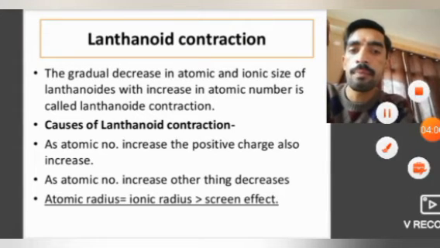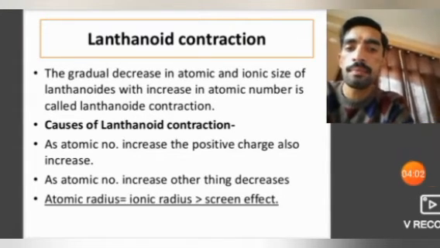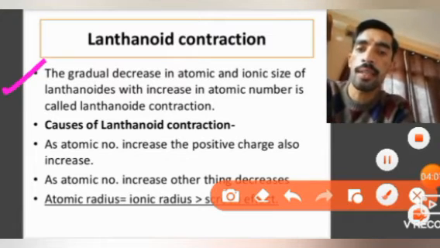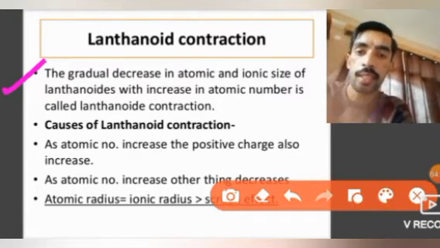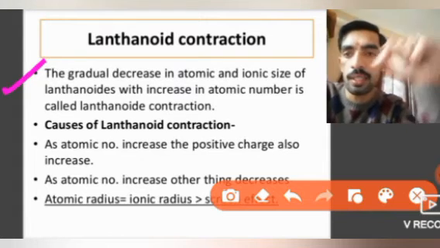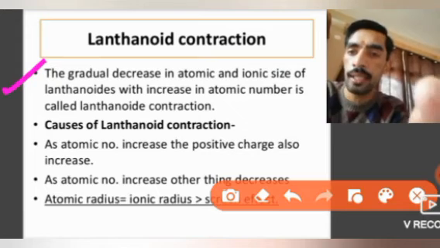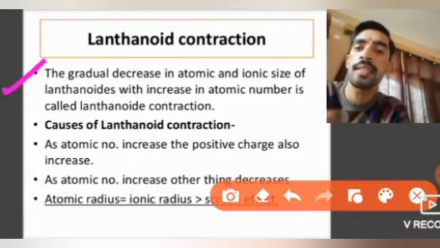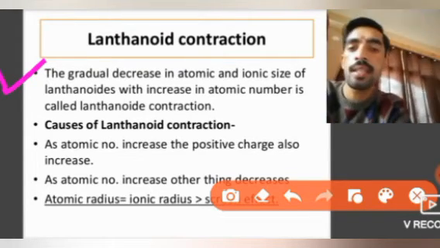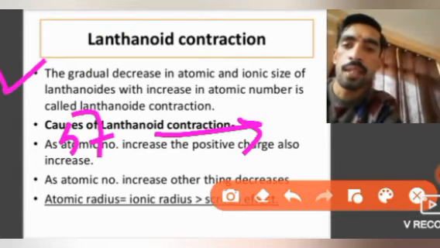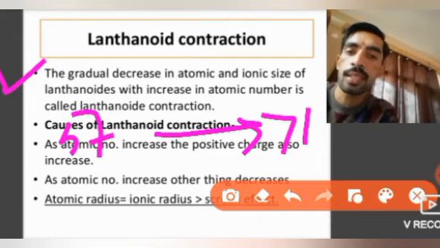It is the gradual decrease in atomic and ionic size. It is the gradual decrease in atomic size and ionic size of lanthanides with increase in atomic number. जैसे जैसे एटॉमिक नंबर इंक्रीज होता है 57 से up to 71, it means that the atomic size will decrease.